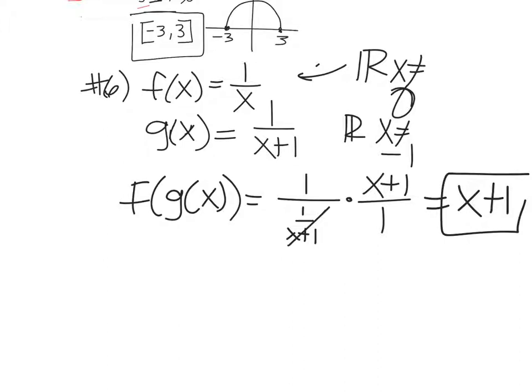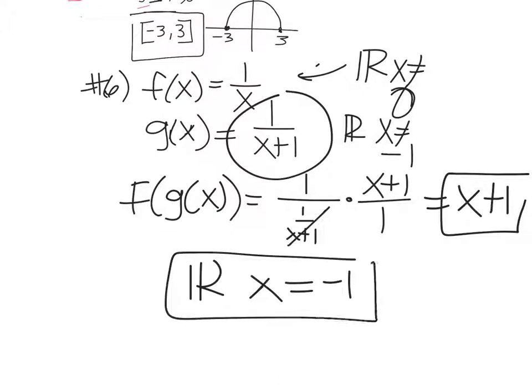But if you're going to do f of g of x, you have to look at the domain of g of x. So this would be all real numbers except for negative 1. Negative 1 is not going to work. Okay? So don't just look at f of g of x, because people will do that.